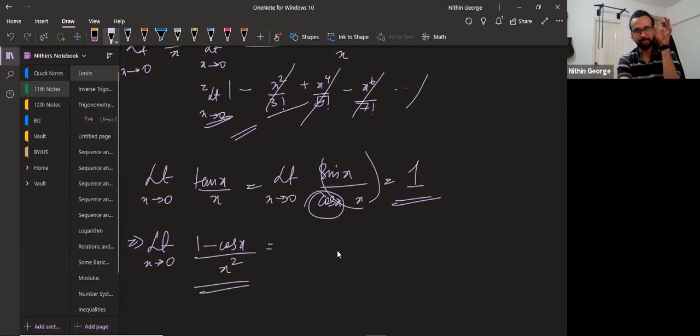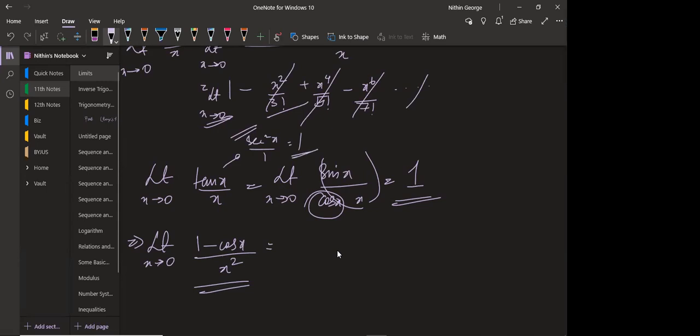L'Hopital rule will easily give you the answer. Like here, tan x becomes sec square x and x becomes 1. And what is sec square 0? It's 1 by cos square 0. It's 1 only. All right. So it gives you the answer first.